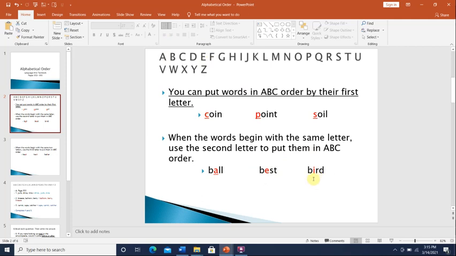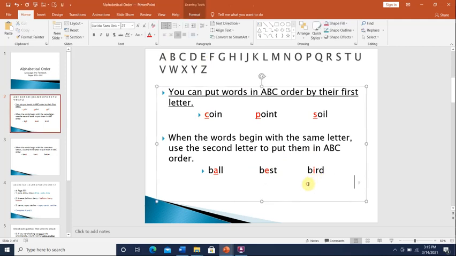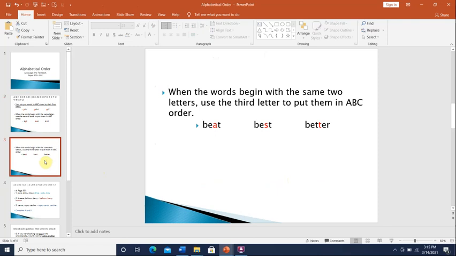Okay, so to put words in ABC order, you underline the first letter of each word to see which one comes first. After that, you organize them according to the order of the alphabet. If words begin with the same letter, you look at the second letter to see which one comes first. What if we have three or four words where the first two letters are the same, like on our next page here?